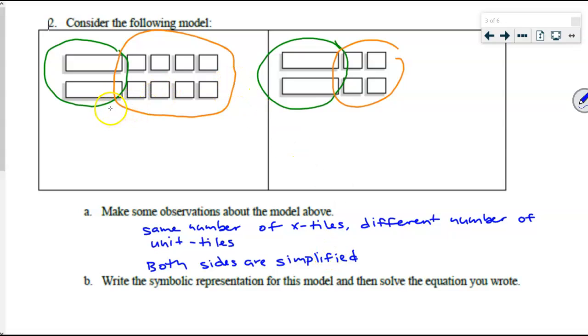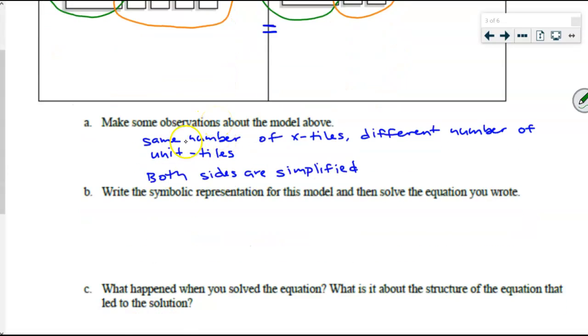We hopefully are seeing 2x tiles equals 2x tiles, obviously. 8 unit tiles equals 4 unit tiles. That should raise some flags right there. How is that going to work out? Just for the sake of consistency, I know on your papers it printed off with an equal sign, right? Mine doesn't, so I'm going to show that those are equal. They are balanced.